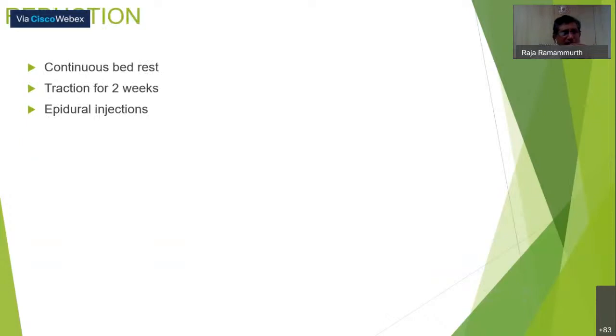Then the second point under this heading is reduction. What is the meaning of reduction? Reduction means reducing the pain as well as reducing the individual person's activity. The first point under reduction is continuous bed rest, which we have discussed in the previous slide. Then the second point is traction for a minimum of 2 weeks. It is advisable, and the traction can be given as either mechanical or skin traction.